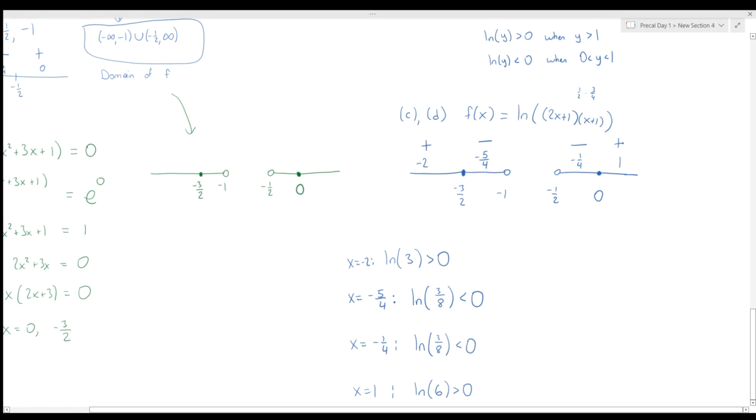All right. So finally, we can say that f is positive on the interval from -infinity to -3/2. It's also positive from 0 to infinity. And then it'll be negative from between -3/2 and -1. It's also negative between -1/2 and 0, okay? All right.